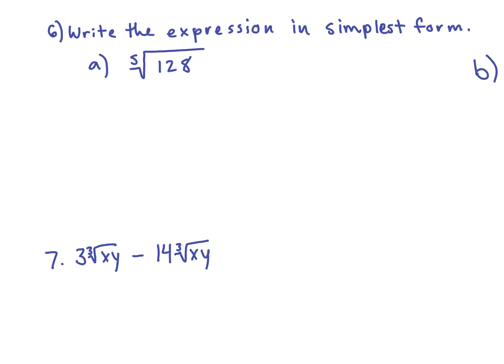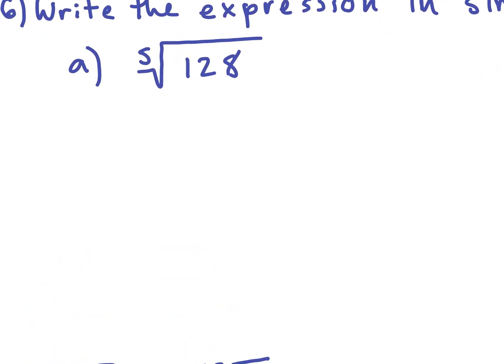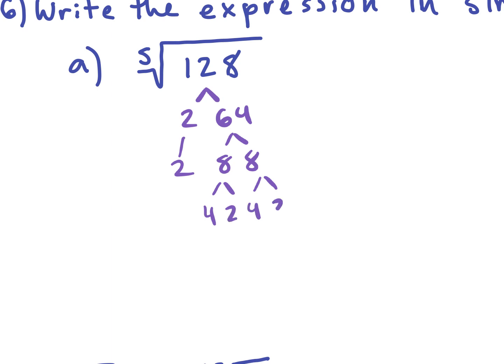All right, next page. We're writing the expression in simplest form, so I got to break it down as much as I can. What are 2 factors of 128? 2 and 64. And 2 factors of 64? 8 and 8. And 2 factors of 8? 4 and 2. 2 factors of 4? 2 and 2.